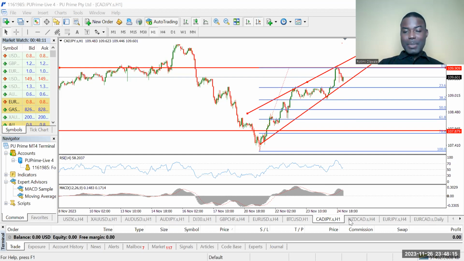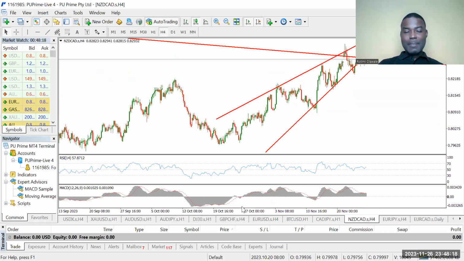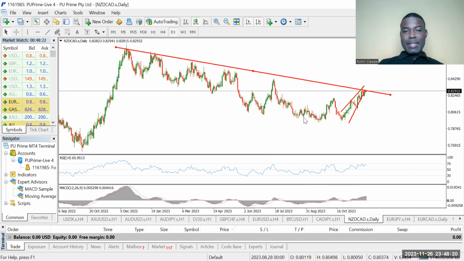And finally, I'm looking at New Zealand CAD. Now, New Zealand CAD on the daily time frame, you can clearly see that price has been trending downwards for quite a while. You can see a series of downward trend.